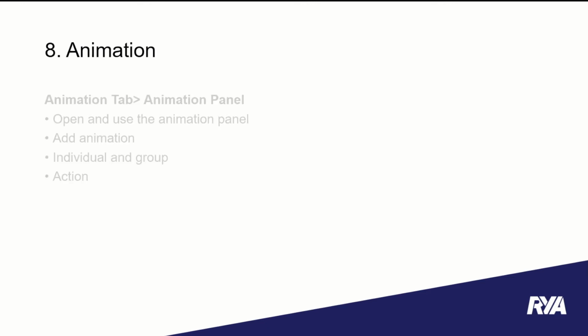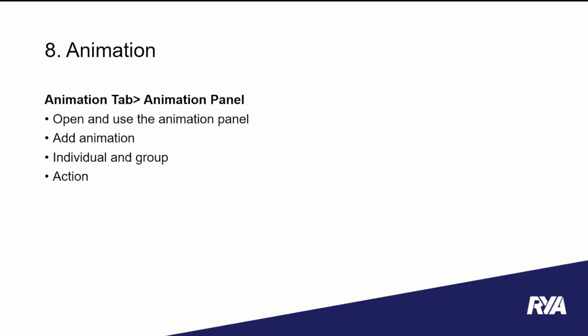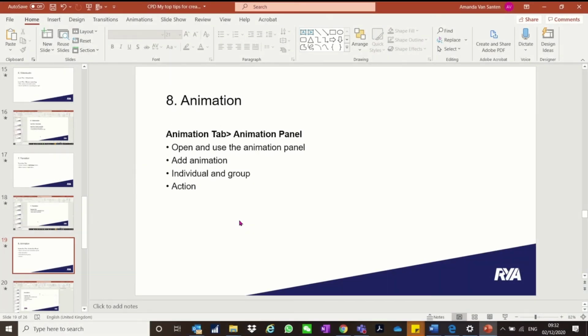Next is animations. The Animation tab shows us all the various animations that we can do with the text or the pictures, or how our slide is introduced, at each click or over timing. So we can add animation as a group or as individual elements. There are also actions that we can do with it as well. So let's take a look at how animation works.